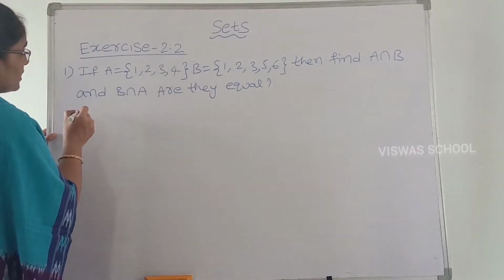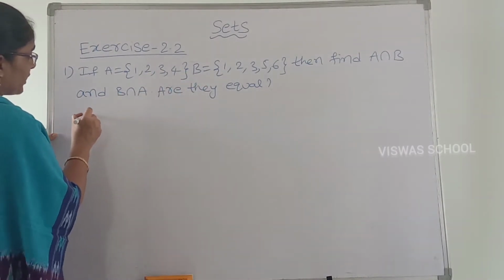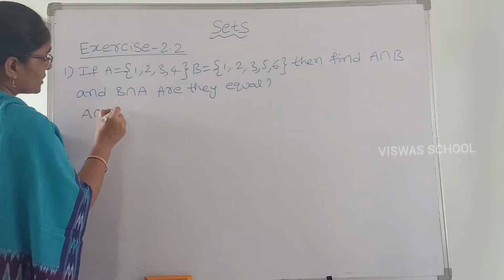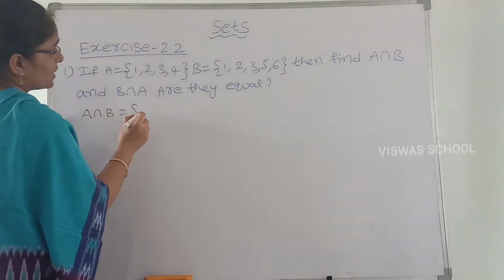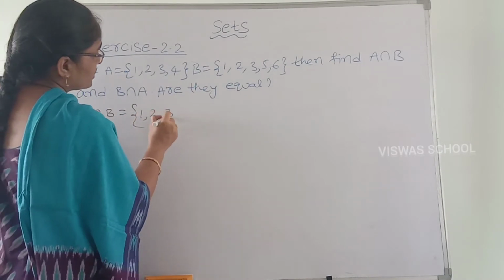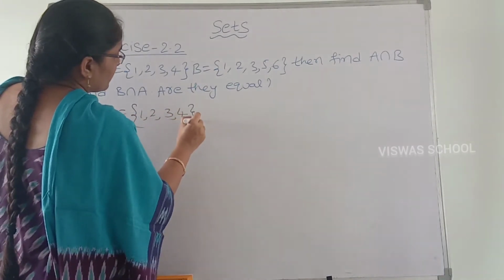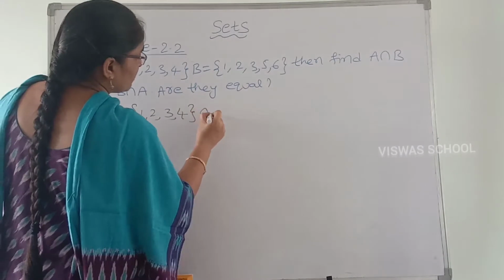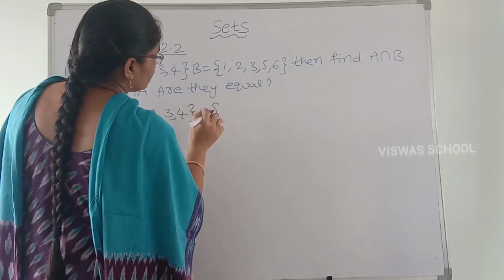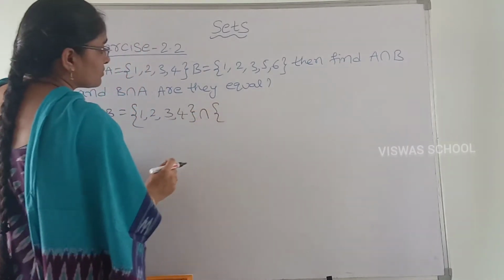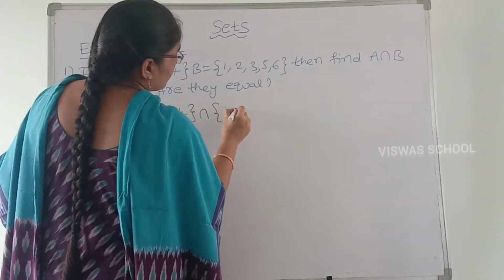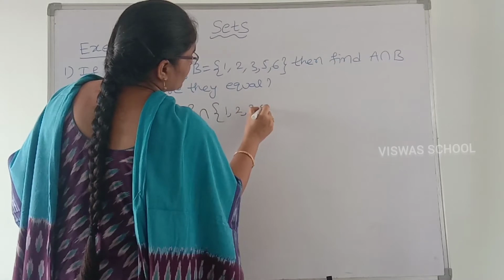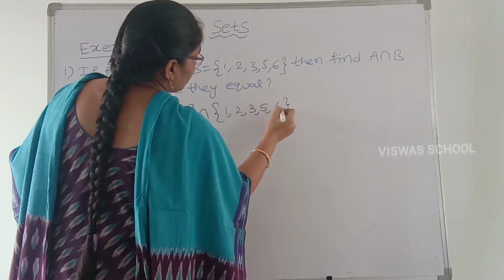First write here A intersection B. We have to find A intersection B. Here first set A elements, what are they? 1, 2, 3 and 4. And intersection here. And B equals what? 1, 2, 3, 5, 6.